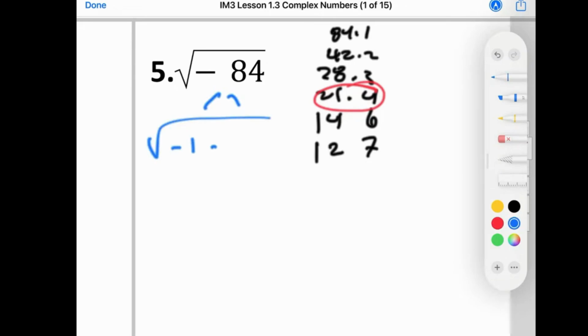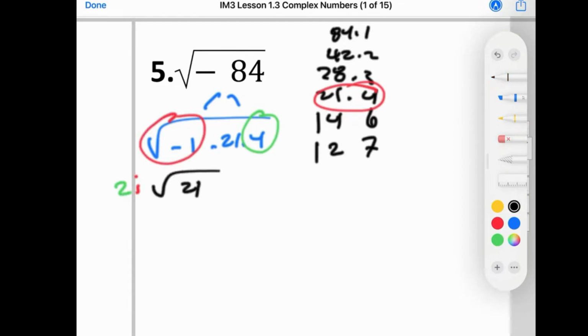So the square root of negative 1 times 21 times 4. The square root of 4 is 2. The square root of negative 1 is i. And what's left is 21. Double check our answers over here. Yup.